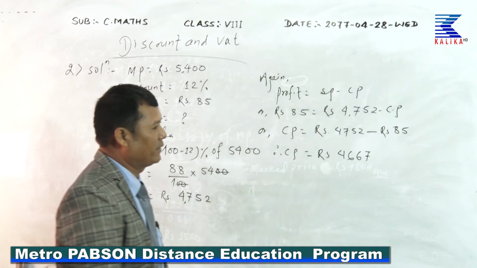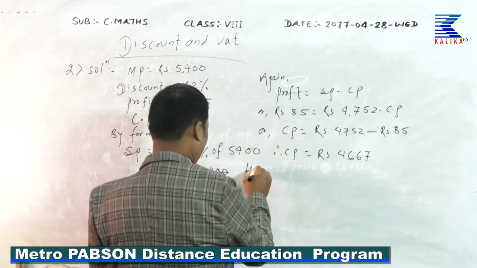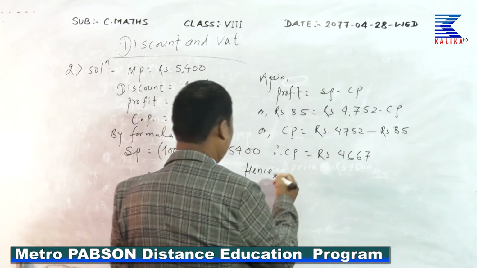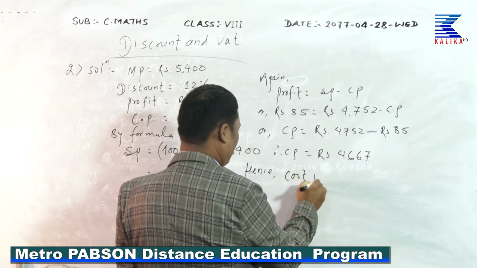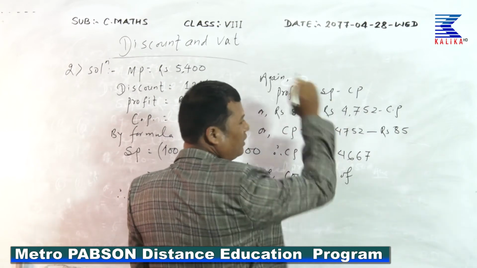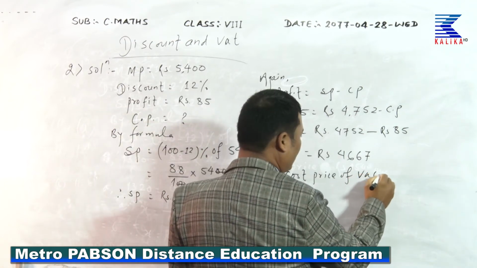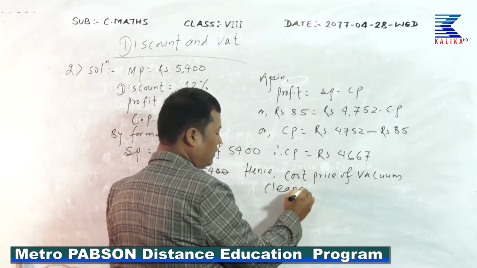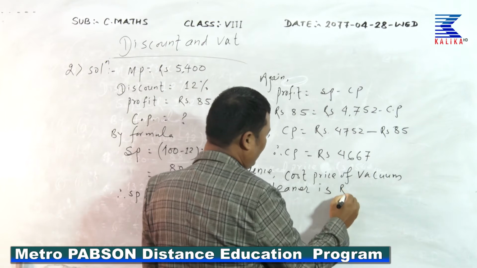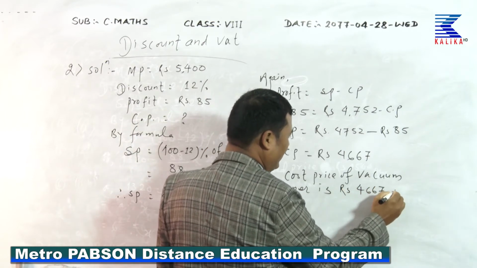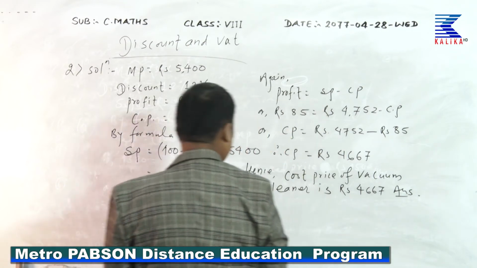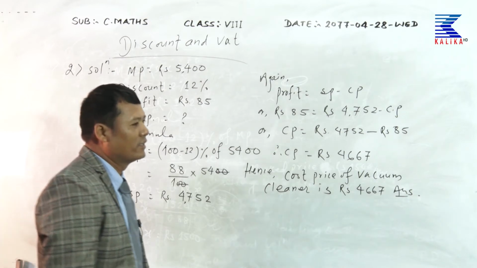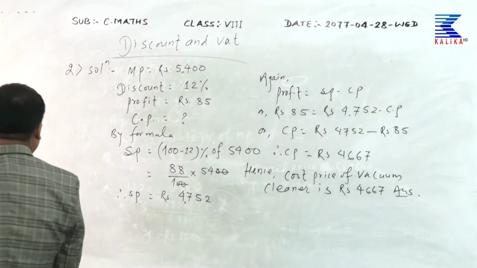It is CP. Hence the cost price of the vacuum cleaner is Rs 4667, it is the required answer. Once more please, listen carefully.